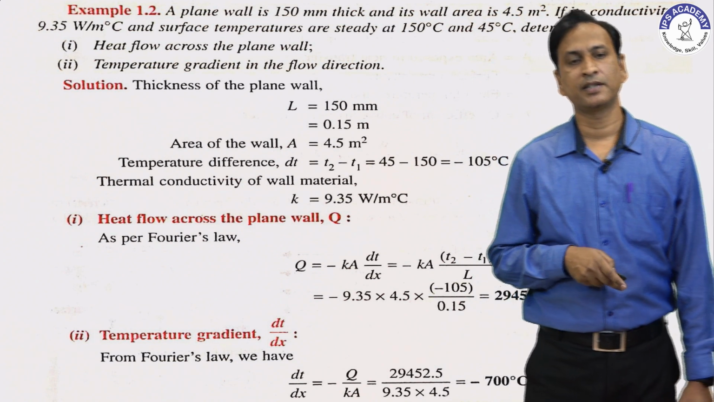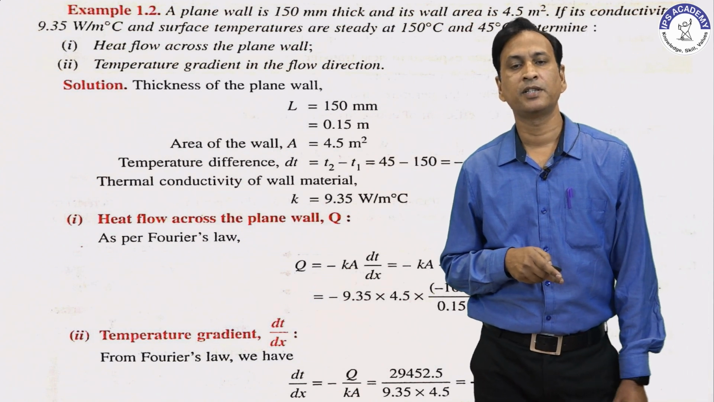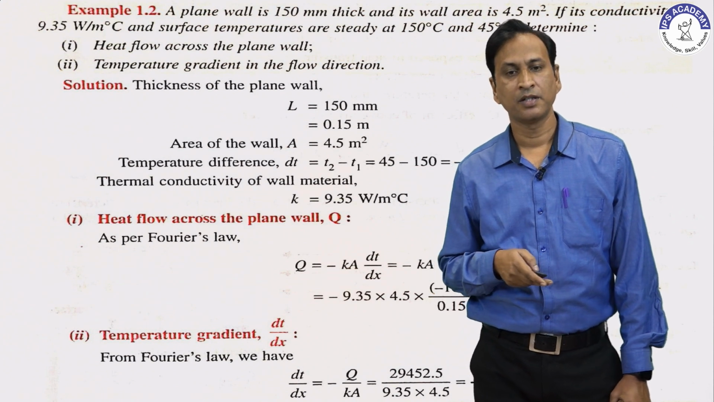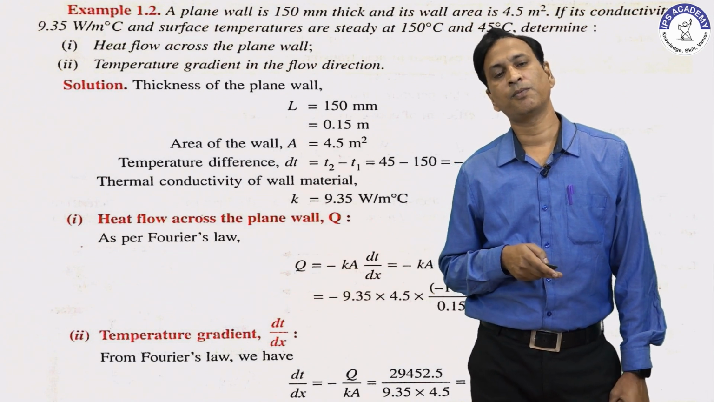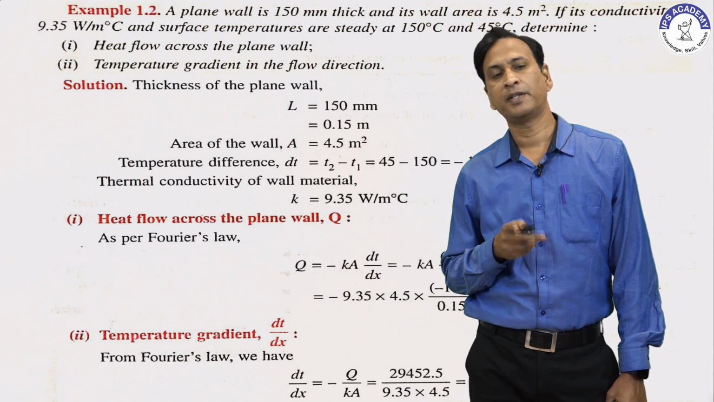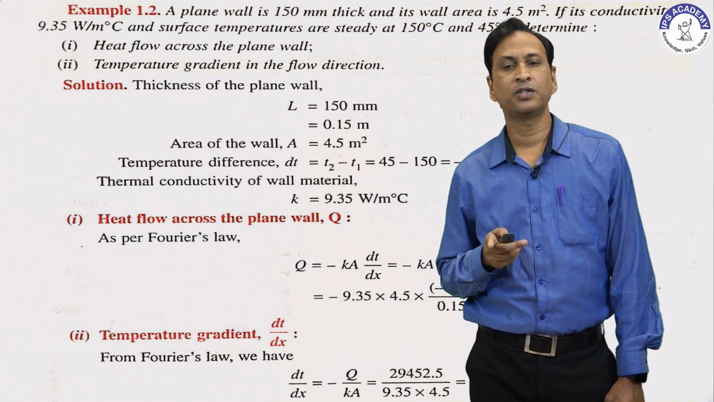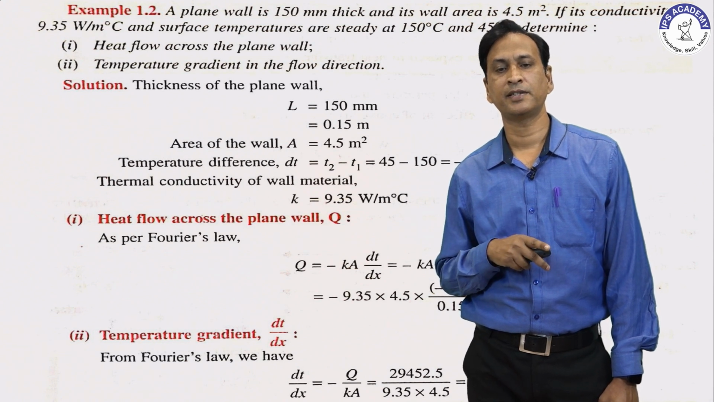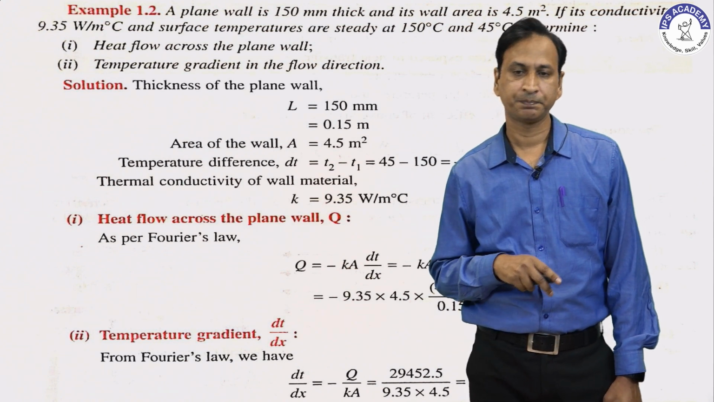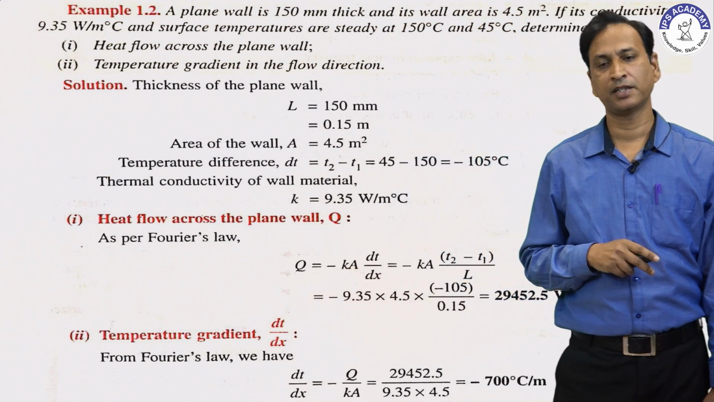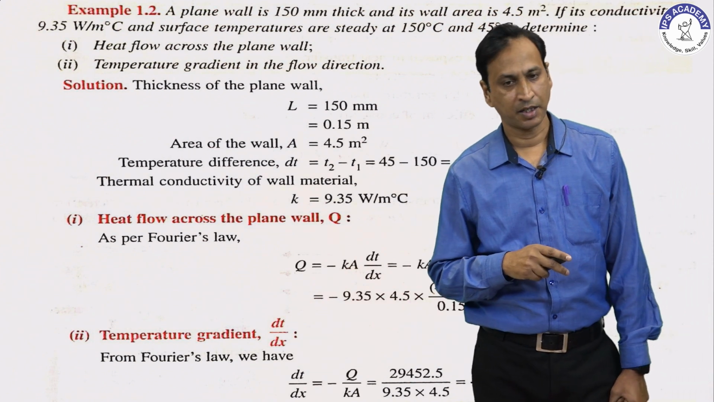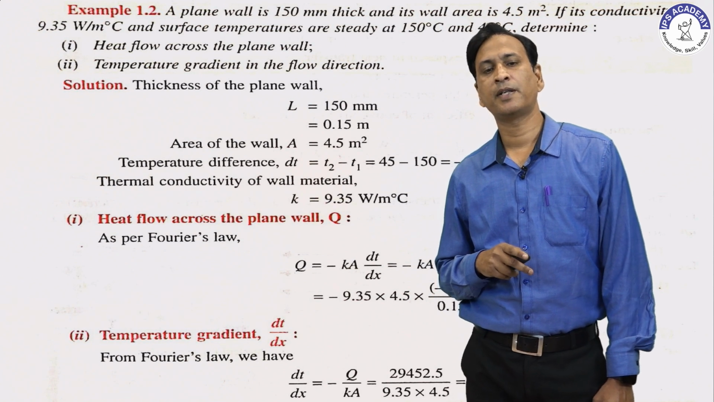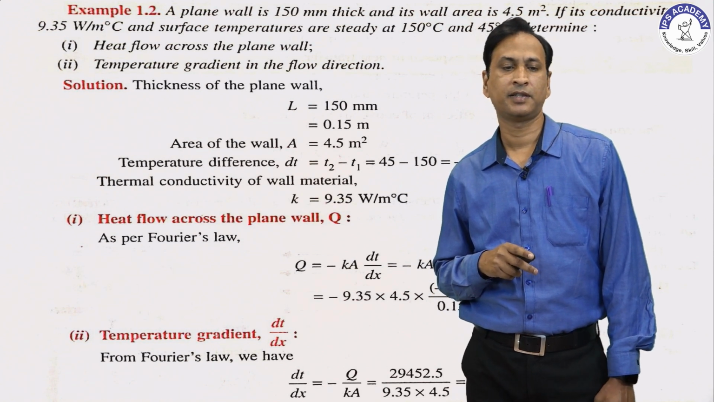So we have given that the thickness of the plane wall L is equal to 150 millimeter. Then we convert the unit into meter, 0.15 meter. Area of the wall A is equal to 4.5 meter square. Temperature difference dT is equal to T2 minus T1. T2 is 45 degrees Celsius and T1 is 150, and finally minus 105 degrees Celsius. Thermal conductivity of the wall material given K is equal to 9.35 watt per meter degree Celsius.